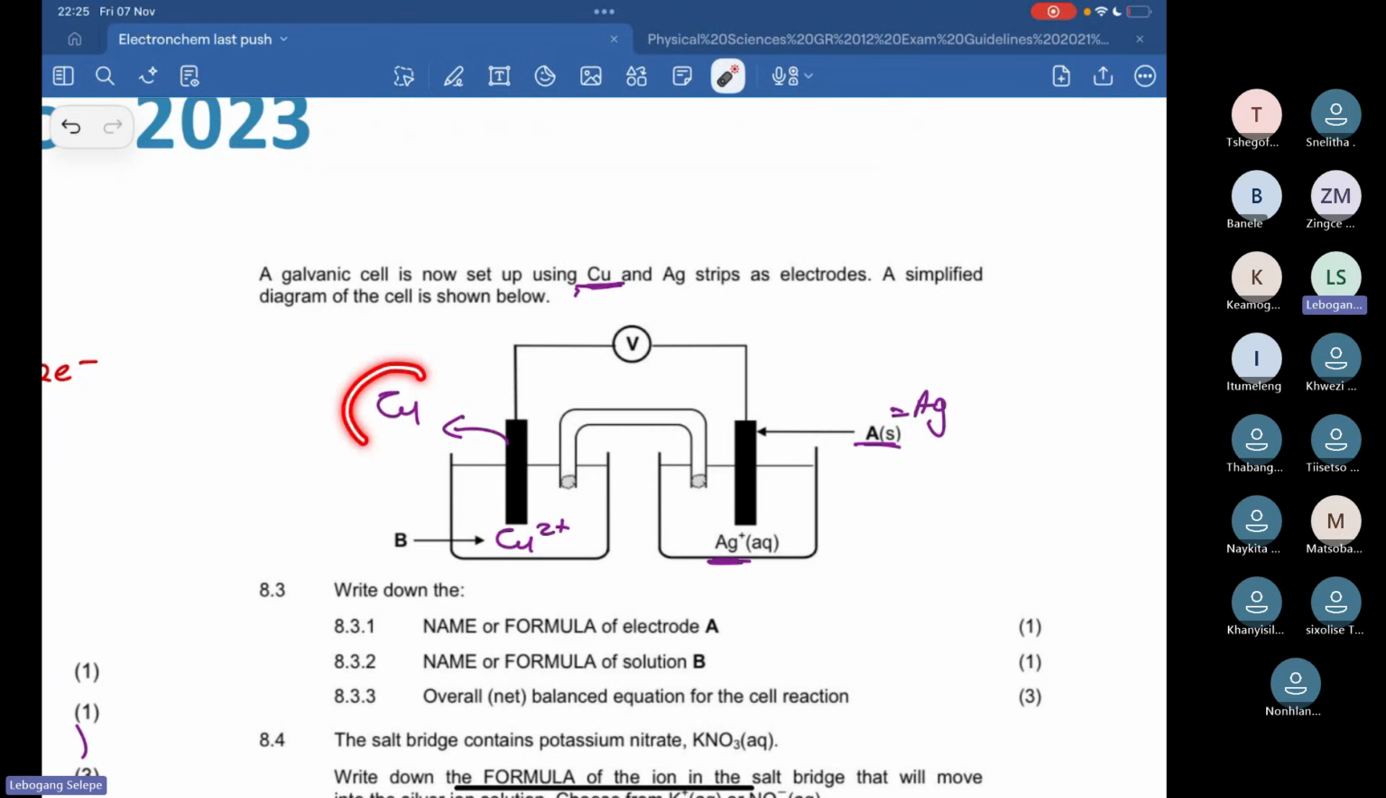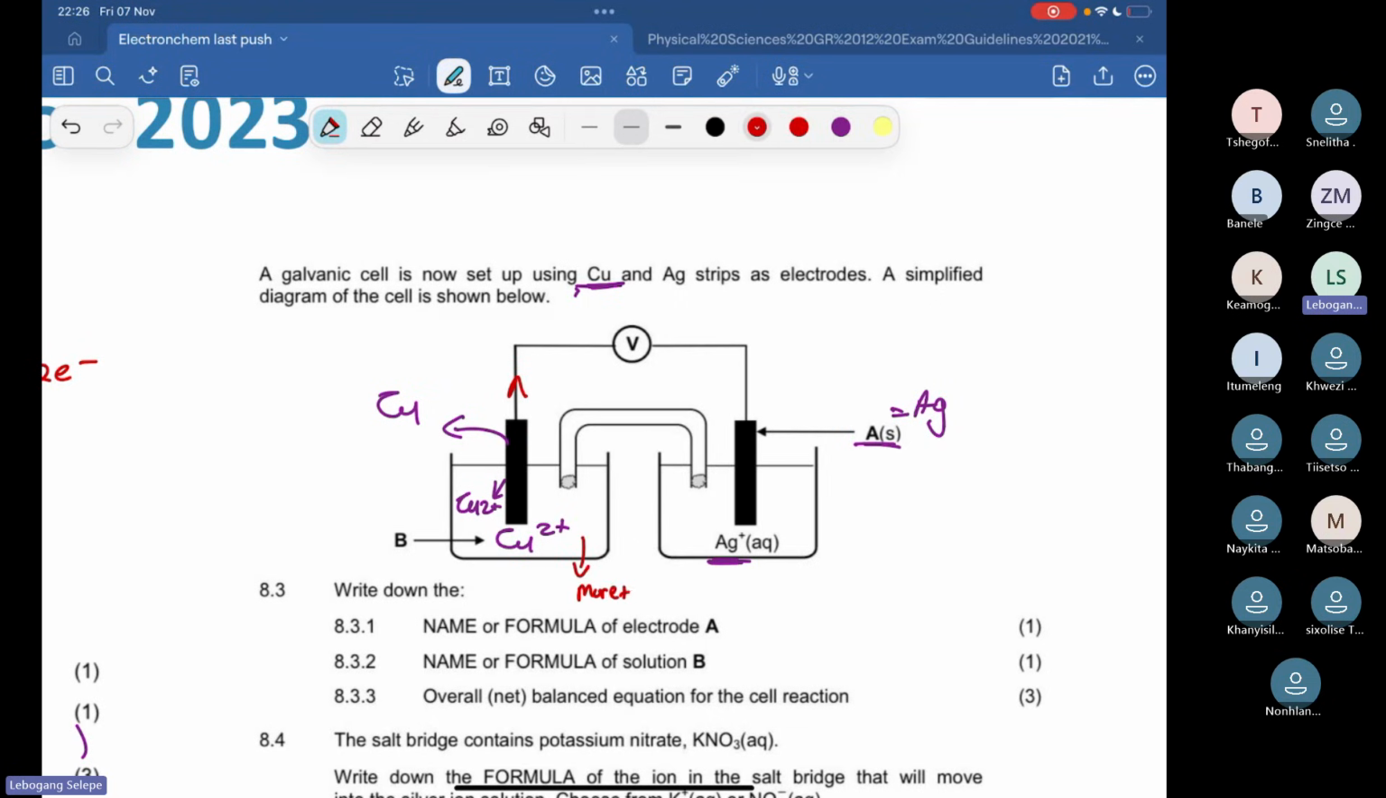Remember we said that Cu is a better donator of electrons than Ag. So Cu would donate its electrons, and those electrons would be accepted by Ag plus. When Cu donates its electrons, the electrons flow in that direction. Then more Cu2 plus would fall into the solution, and this solution would become more positive. What does the salt bridge do to neutralize the positivity? The salt bridge would bring in negative ions. The opposite is true on this side: the salt bridge would bring in positive ions.